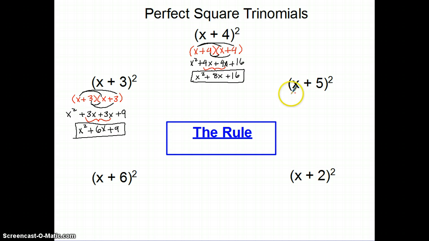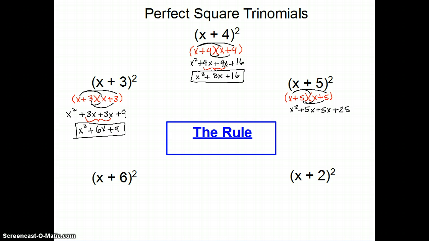To the right, I am going to rewrite my expression as x plus 5 times another x plus 5, and will then FOIL out the polynomial. X times x gives me x squared. X times 5 gives me a positive 5x. 5 times x gives me another positive 5x. And 5 times 5 gives me a positive 25.